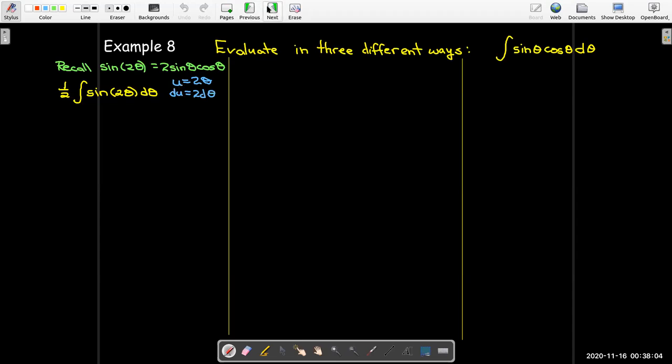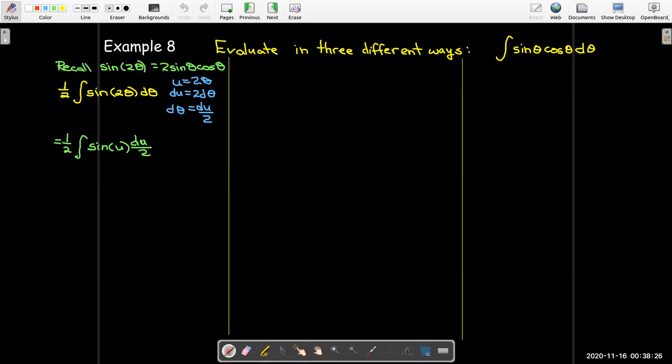Take differentials of each side. So du is 2 d theta. And then solve for d theta, being du over 2. Now let's make our substitution. In the place of 2 theta, I'm going to put u. In the place of d theta, I'll put du over 2.